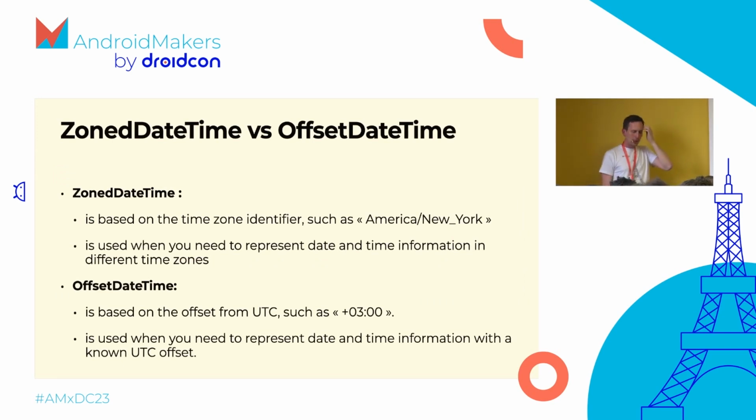One question you might ask is, okay, I have this zone date time and also I have this offset date time. What's the difference between the two of them? The zone date time is based on the time zone identifier and is used when you need to represent date and time information, and the offset is just the time difference from UTC.